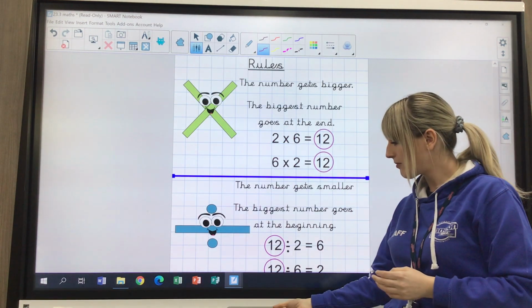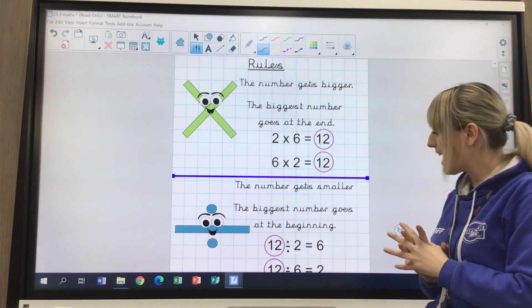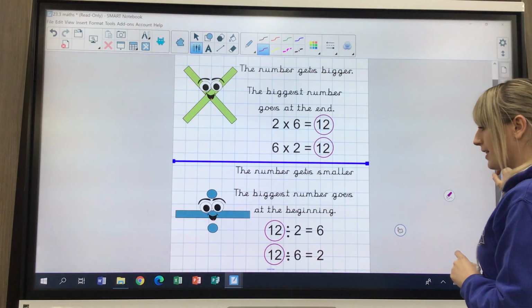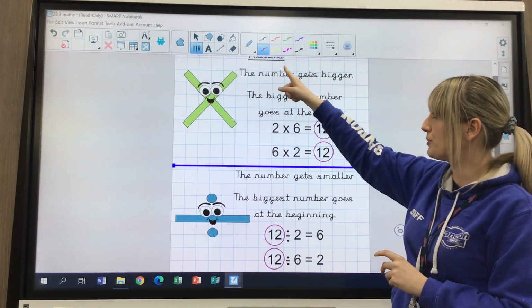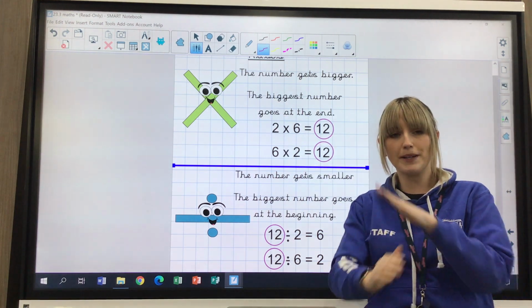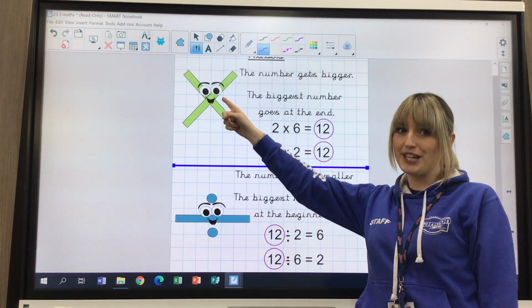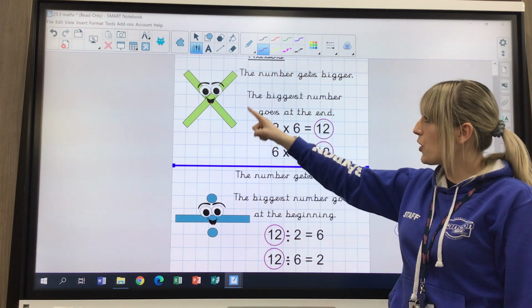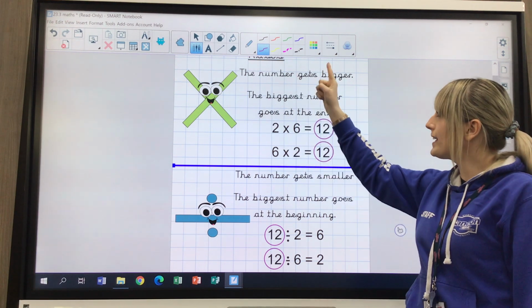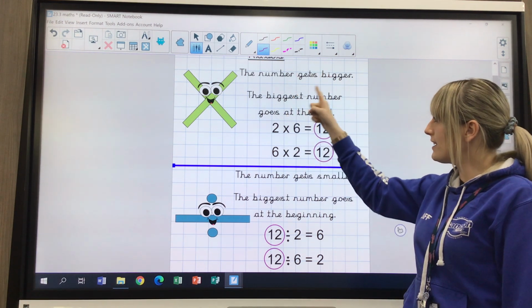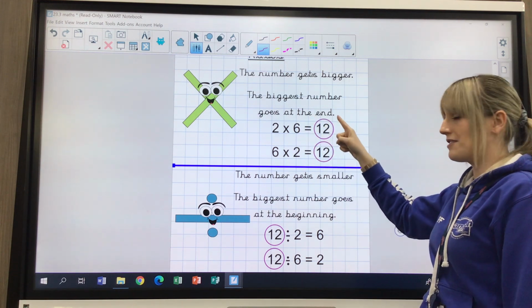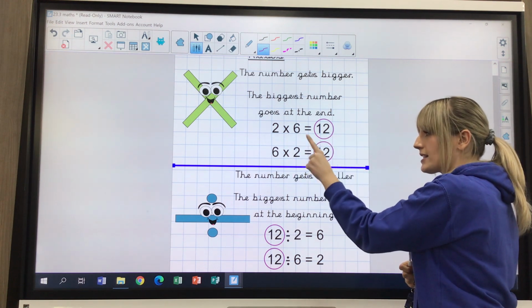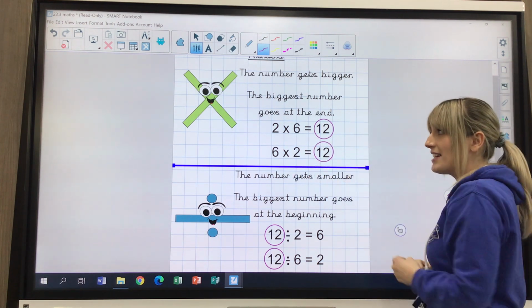Okay, so I've written my rules out here, and I'd like you to do the same. So, in your purple book, can you write me the title of rules? And then I want to see a multiplication sign. Now, if you want to give it a cheeky face like mine, you can. So, we know the rule is when we multiply, the number gets bigger. So, the biggest number goes at the end. So, 2 times 6 is 12. It's at the end, Luke. 6 times 2 is 12. It's at the end.